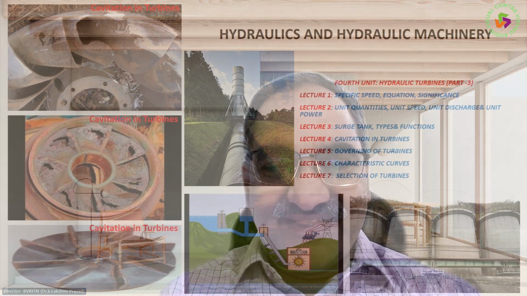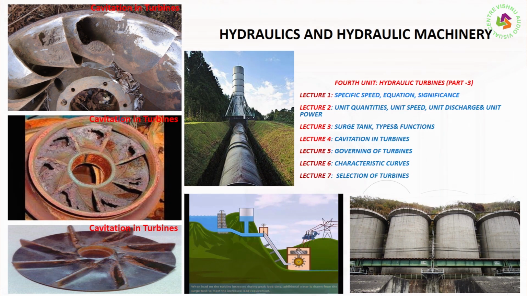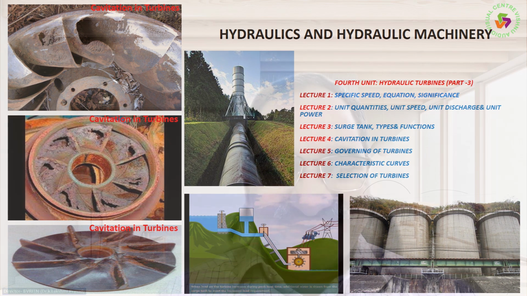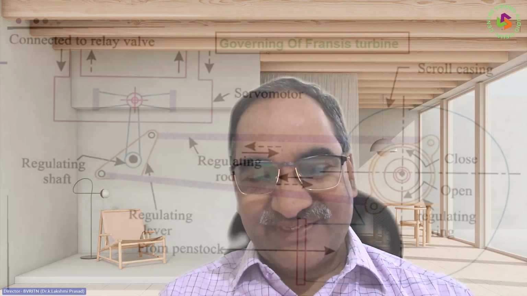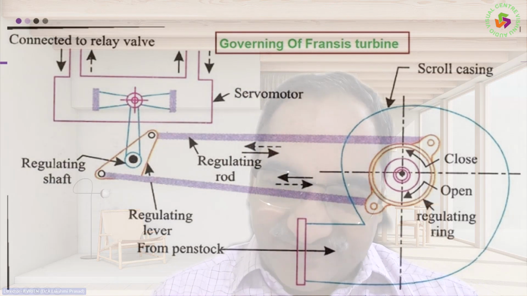We are in Unit 4. Unit 4 consists of three parts. The first part is components of a hydroelectric plant, classification of turbines, then the Pelton turbine, which is an impulse turbine, its components, its working proportions, its design, the velocity triangles, work done, efficiency, and problems. This all comes under part 1.